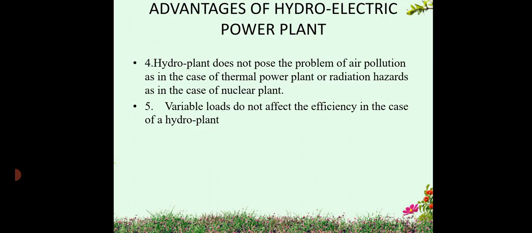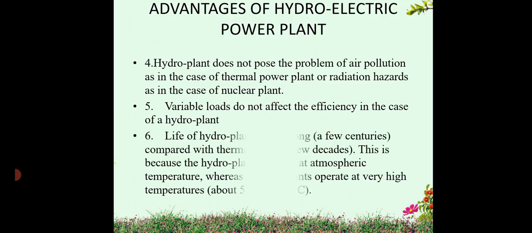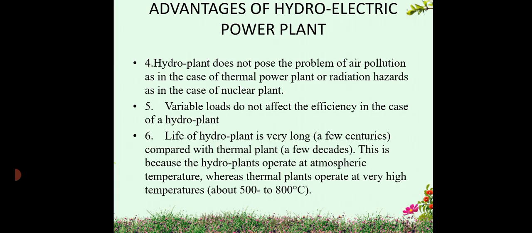Variable loads do not affect the efficiency in the case of a hydro plant. The life of a hydropower plant is very long compared with a thermal power plant. Hydropower plant lifetime is very long, a few centuries. But in the case of a thermal power plant, its lifetime is considered as a few decades only. This is because hydropower plants operate at atmospheric temperature, whereas thermal power plants operate at very high temperature.